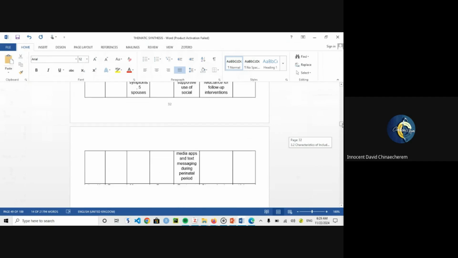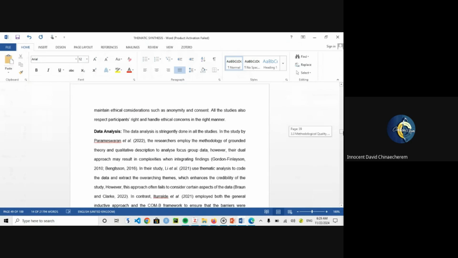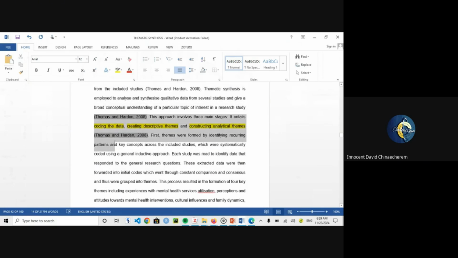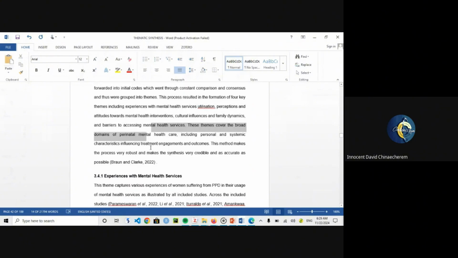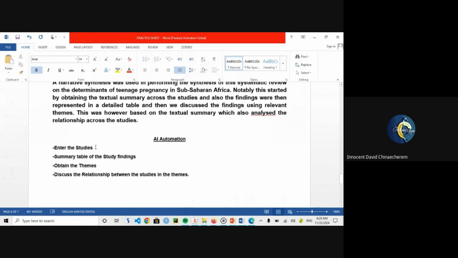In terms of the results, first you have the data extraction table, which was already explained. Then you have the risk of bias, well detailed. Then you start by explaining the thematic synthesis process. Then you might need to list the codes, the things that you've obtained. To get those, it is the same way: you enter the qualitative studies that you have, get a summary table of the study findings, obtain the themes, and discuss the patterns. This is what applies for narrative, but for thematic it is going to be different.